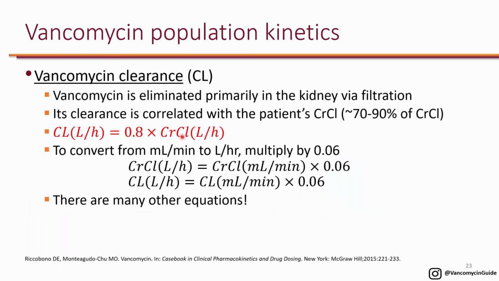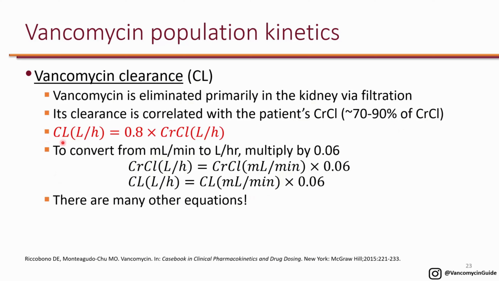One of the equations from the population is vancomycin clearance. Vancomycin is eliminated primarily by the kidneys, and its clearance is correlated with patients' creatinine clearance. About 70 to 90% of the creatinine clearance is actually vancomycin clearance.